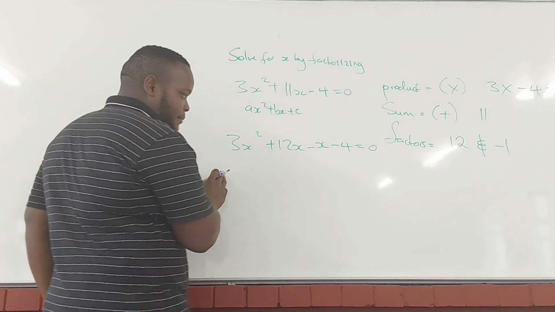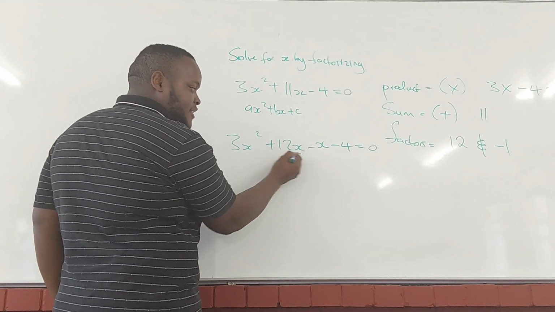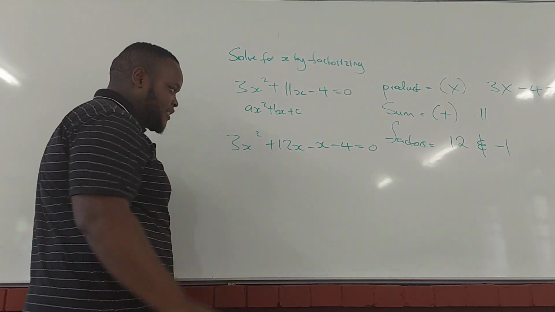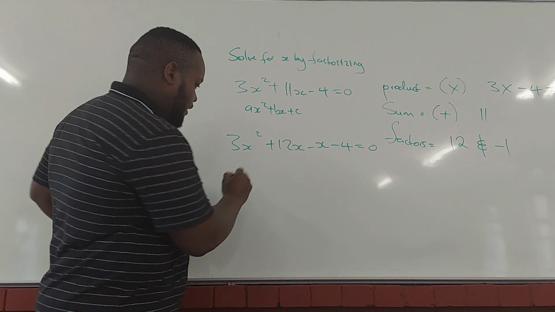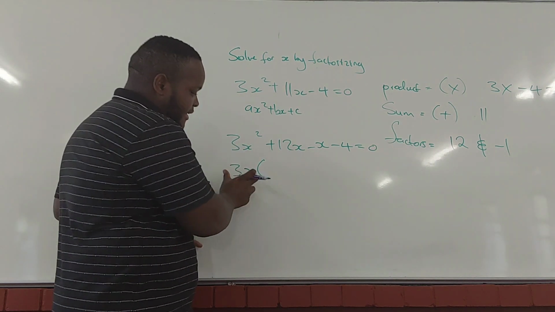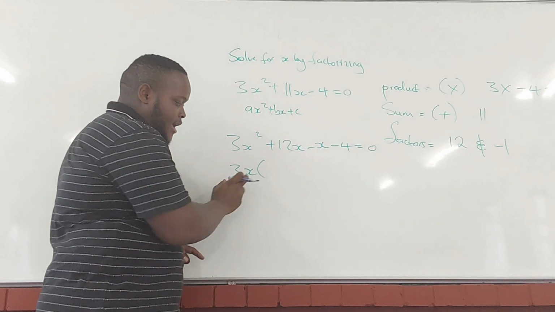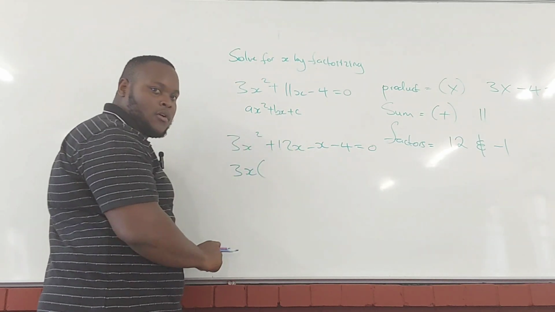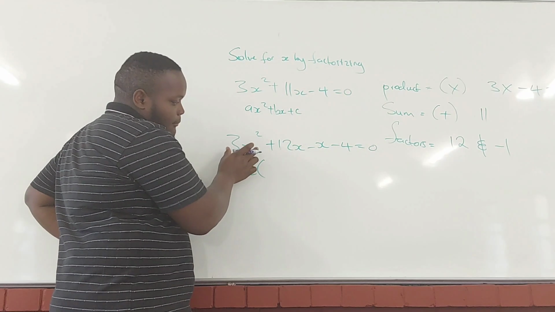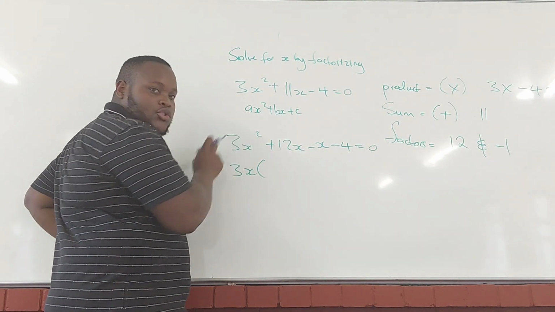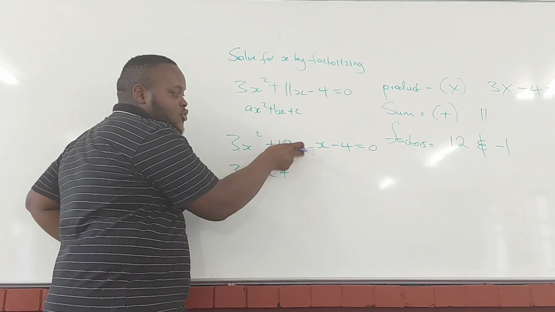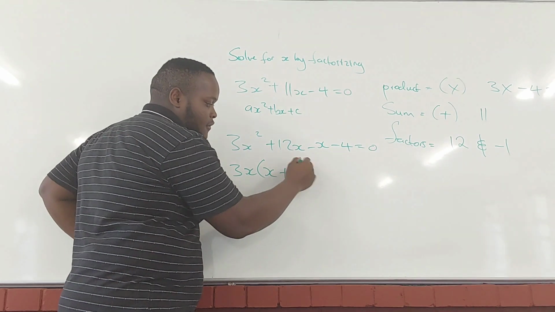So now with the first two terms, what is common between the first two terms in my given equation? I can see that I have 3x. Why did I say 3x? Because 3x can enter into 3x squared, and also 3x can enter into 12x. So 3x into 3x squared, I'm going to be left with x, plus 3x into 12x, I'm going to be left with 4.